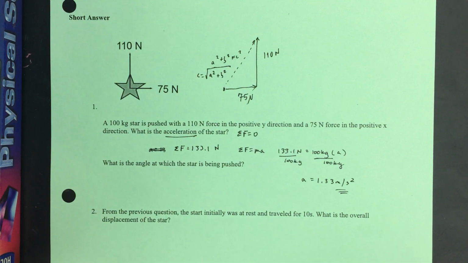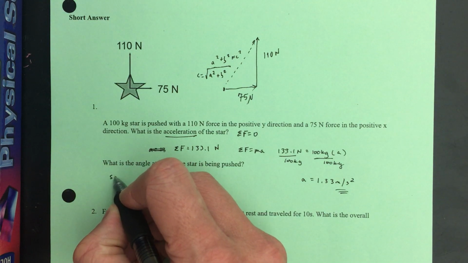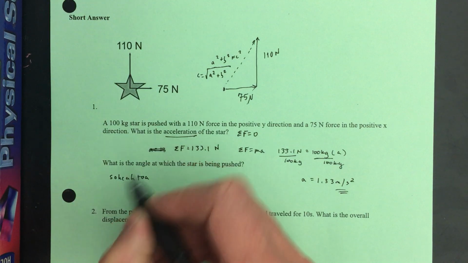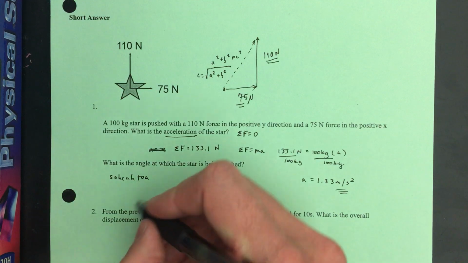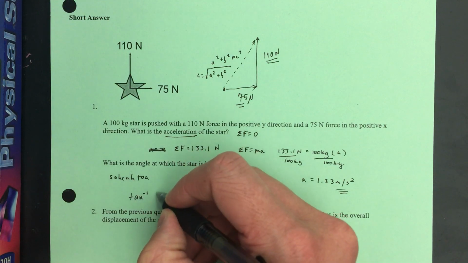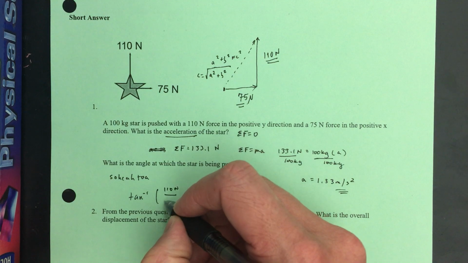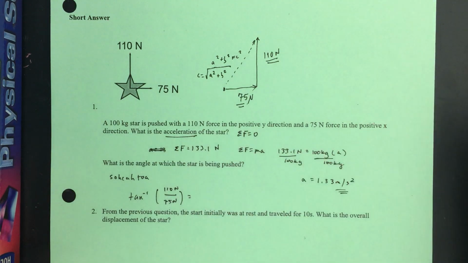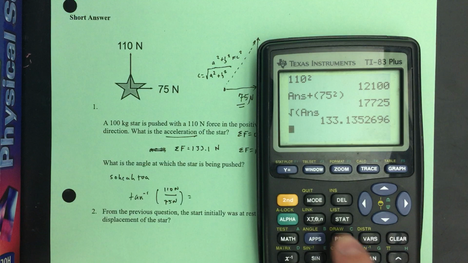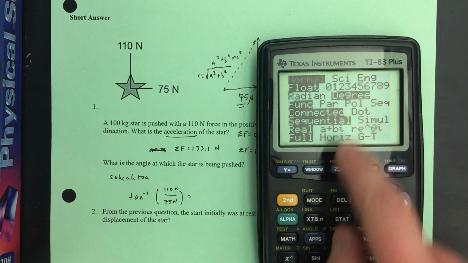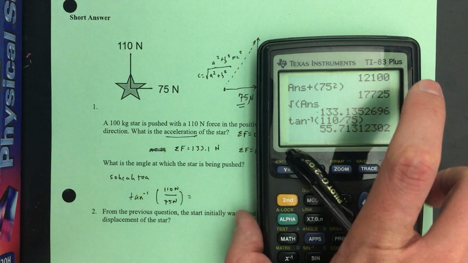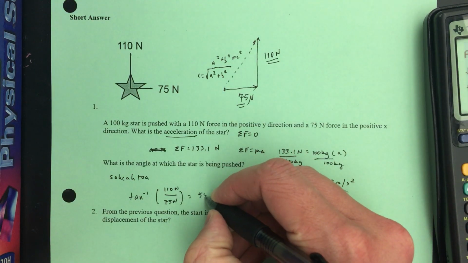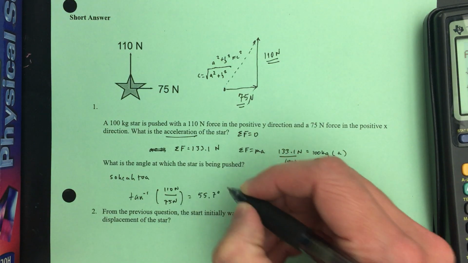Next, what is the angle? Again, we're just using trig, so our SOHCAHTOA. In the problem, we are given the opposite and adjacent, so we're going to use the tangent. That's tangent inverse of 110 newtons over 75 newtons. If we plug that into our calculator, please make sure that you are in degrees. It is second tangent to get the inverse, 110 over 75. We should be at about a 55.7 degree angle.